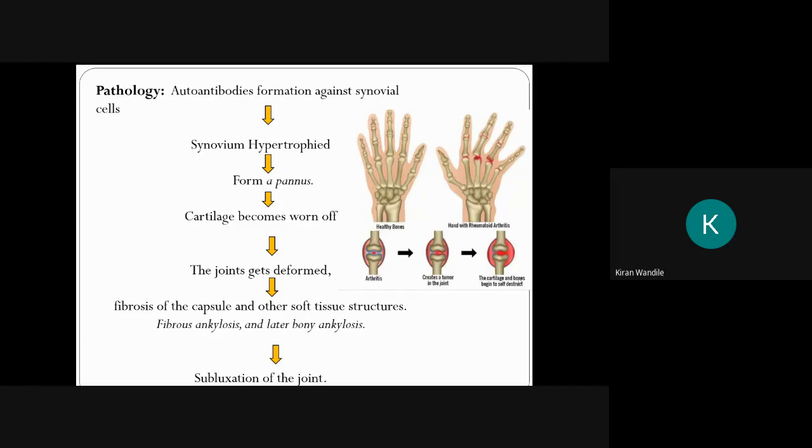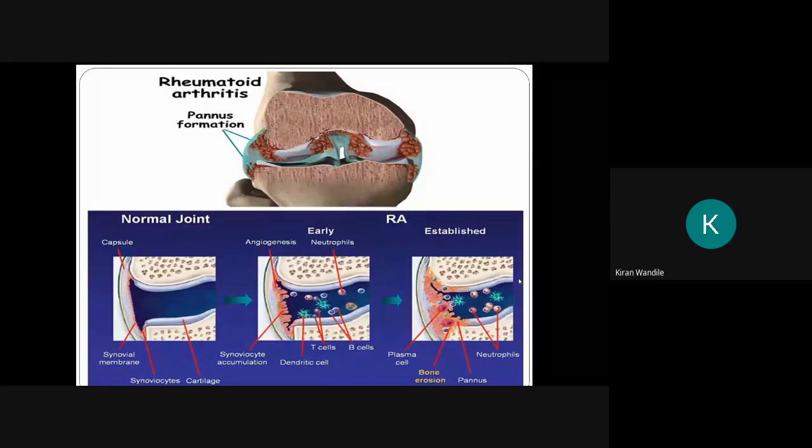In this pannus, there is a formation of adhesion between the opposing layers of pannus, and then fibrous ankylosis is set, which later gets converted into bony ankylosis. But due to damage of the capsule, synovium, and soft tissue contractures, there is a subluxation of the joint. So this is how the joint is affected in rheumatoid arthritis. In this picture, you can see the opposing layers of pannus formation clearly, which are eroding the articular cartilage as well as the subchondral bone.